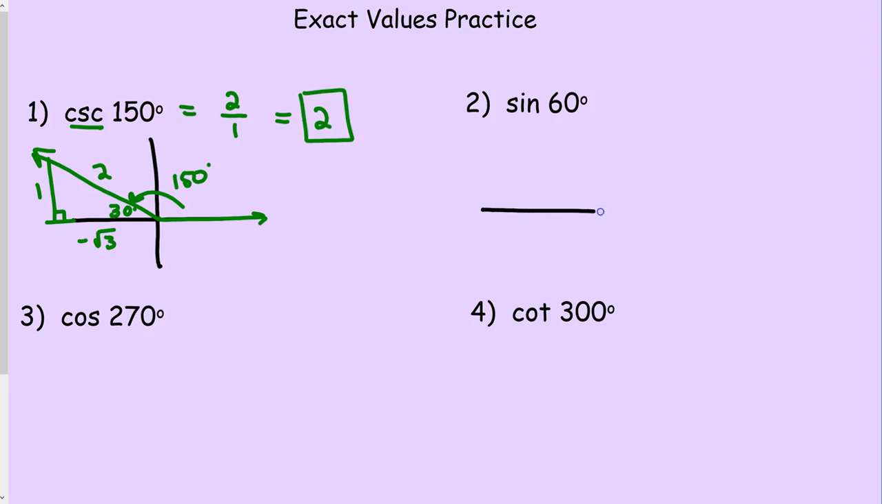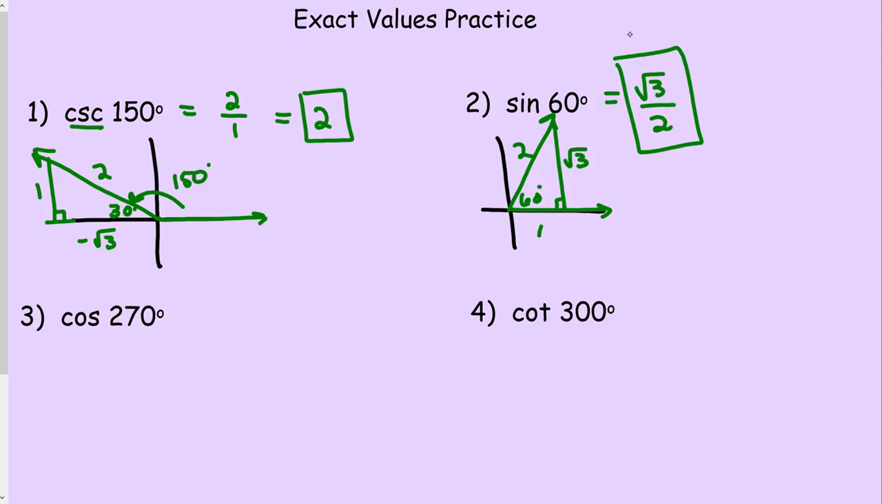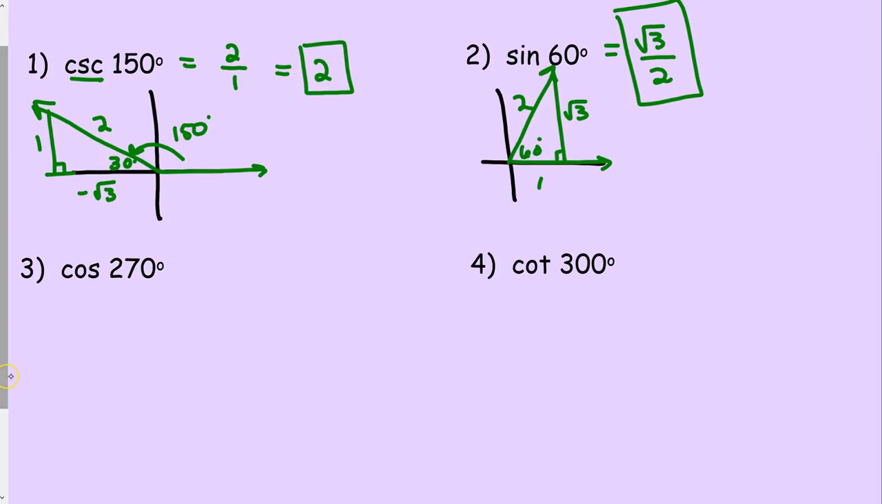Number 2, sine of 60 degrees. So where's 60 degrees? It's in quadrant 1. Draw the angle, drop a perpendicular. You have your reference triangle. Across from 60 is square root 3. Across from 30 is 1. 2 on the hypotenuse. And the sine is opposite over hypotenuse, so that would be square root 3 over 2. See, it really doesn't take that long to figure these out once you get on a roll.